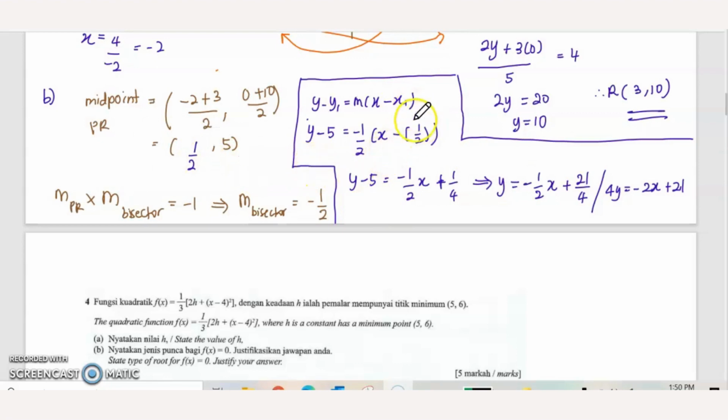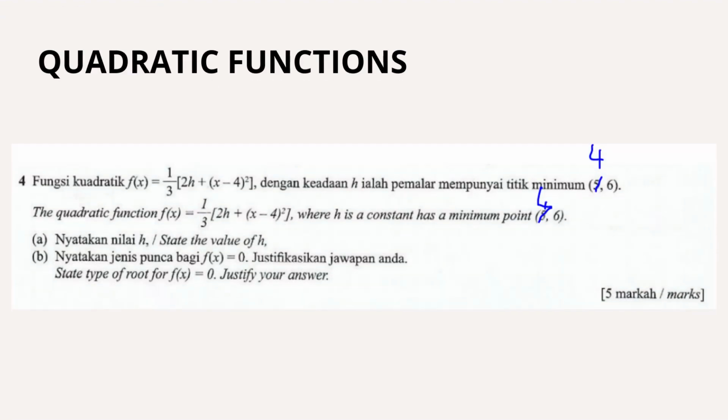So we just substitute for the value of x coordinates here is 1 over 2. And then we rearrange this one. We'll get the equation of straight line is y equal to negative 1 over 2x plus 1 over 4. Or you can make it more simple. Make it as for y. Okay, awak darab 4 lah untuk semua terms dalam ni. So for y equal to negative 2x plus 21. Okay, that is for question number 3.